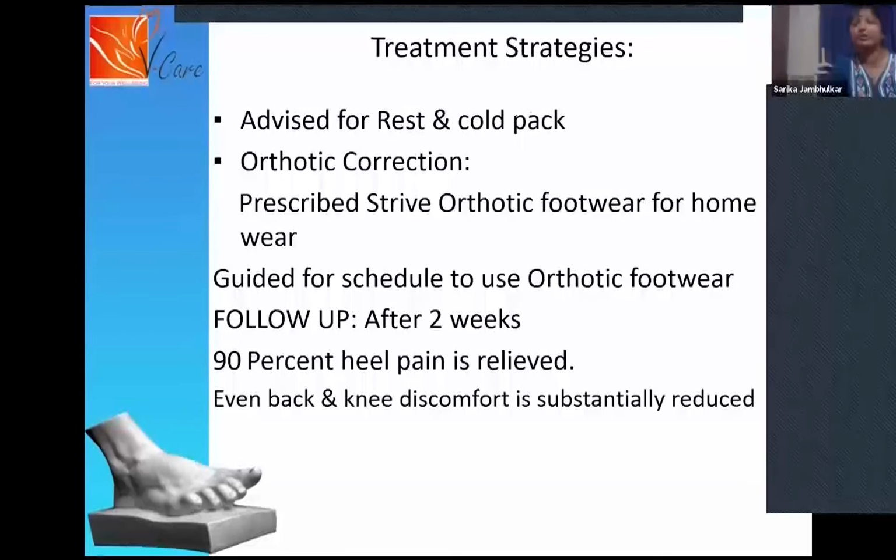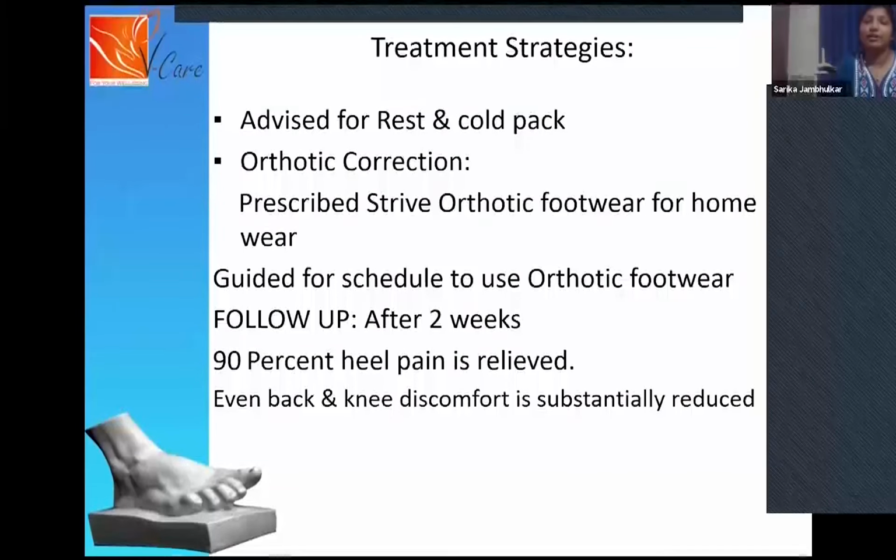I have not included this in the PPT. This is orthotic footwear which has an inbuilt arch support. That was given to the patient, and she was advised a schedule for using the orthotic footwear. For any patient, it takes a few days to get used to the footwear, so they're advised to wear it for a short duration and gradually increase it. She was called for follow-up after 2 weeks.